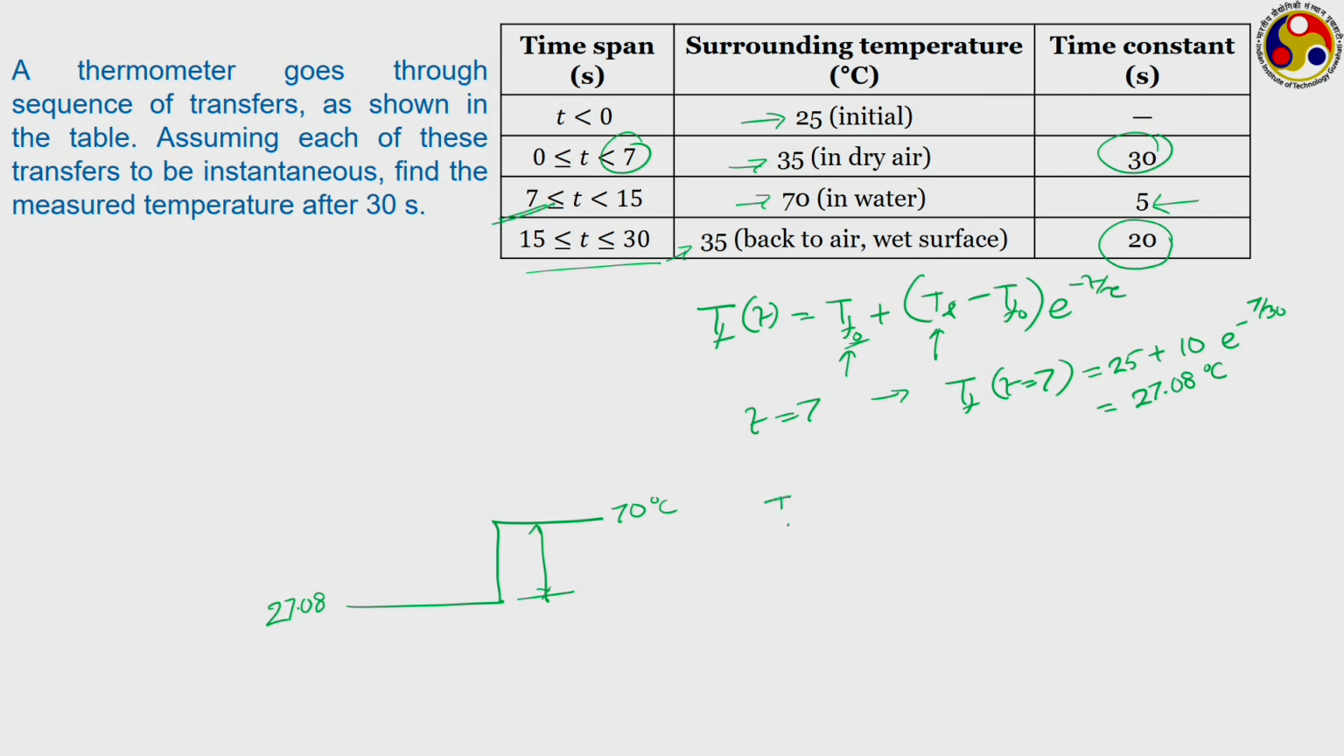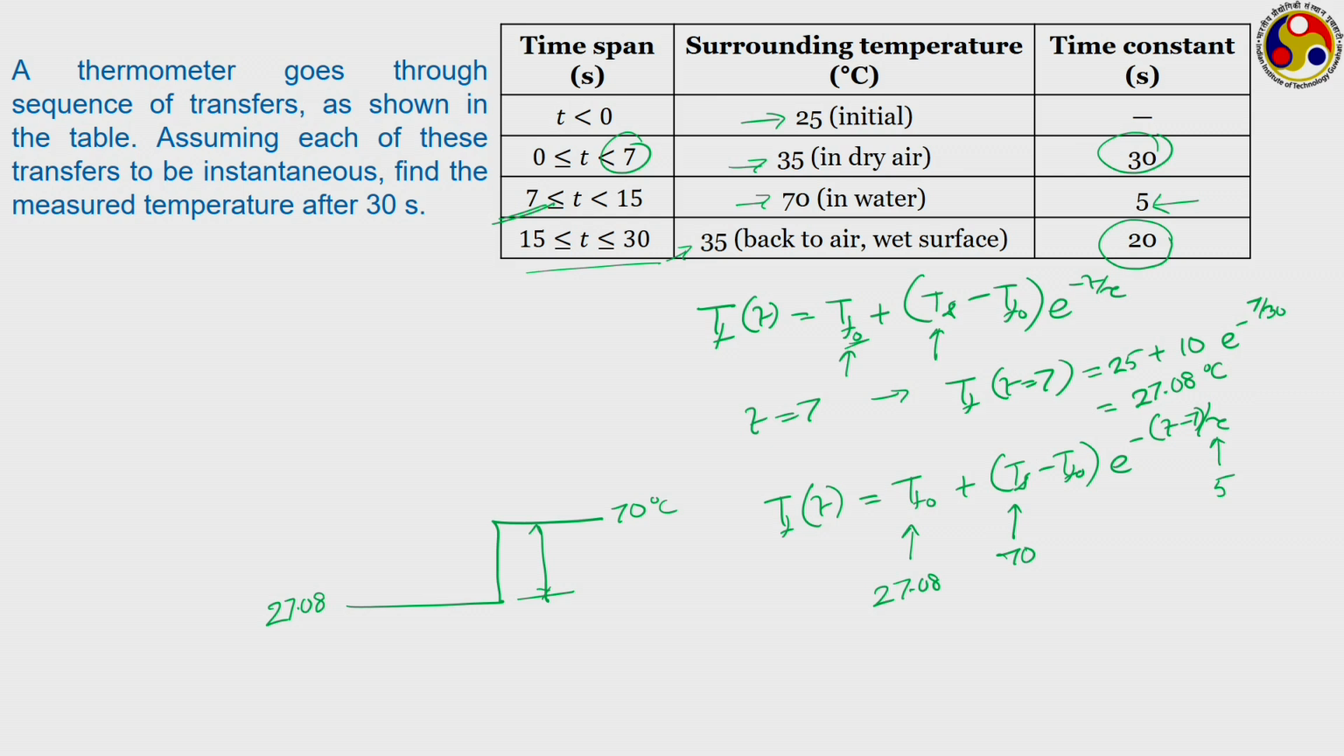If we are writing this, then you should write Tf at any t should be equal to Tf naught, which is actually this 27.08, plus T infinity minus Tf naught, here T infinity is 70, into e to the power minus (t minus 7) by tau, and tau in this case is equal to 5. The 7 in t minus 7 is coming because the step has started after 7 seconds of operation.